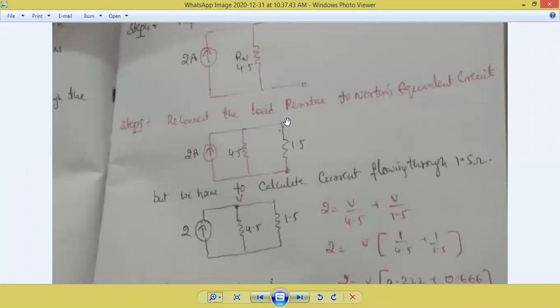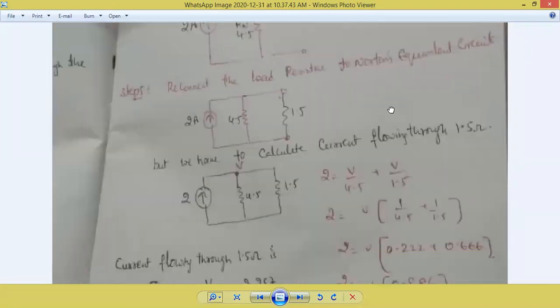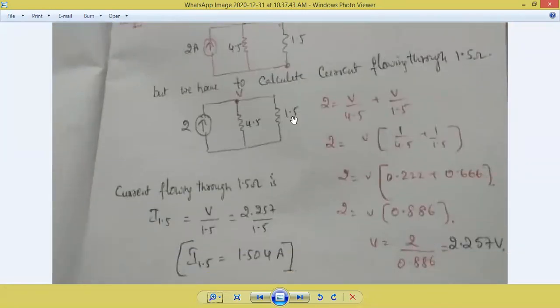Reconnect means I have placed the load resistor at terminals A and B. Now the current source is seen. Which method do we have to apply? Nodal analysis. You get the node voltage, but we want the current flowing through 1.5 ohms. So I of 1.5 ohm is equal to V by 1.5.